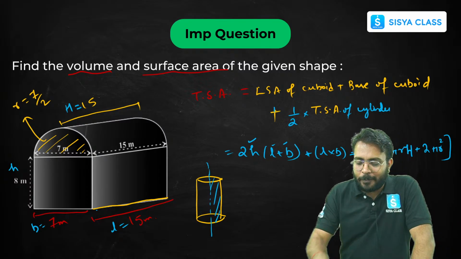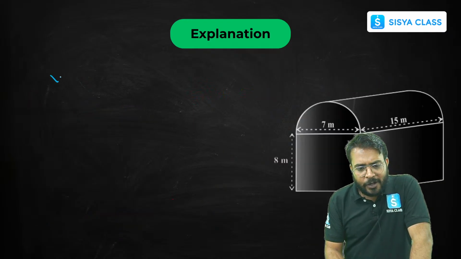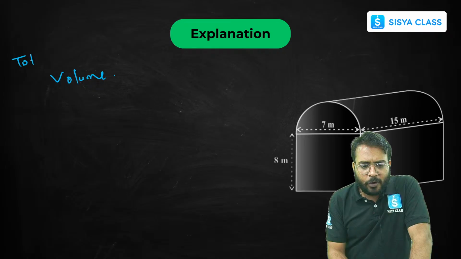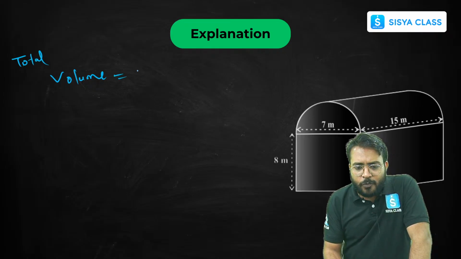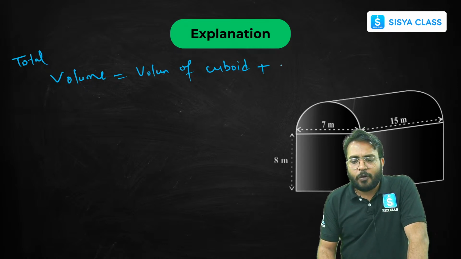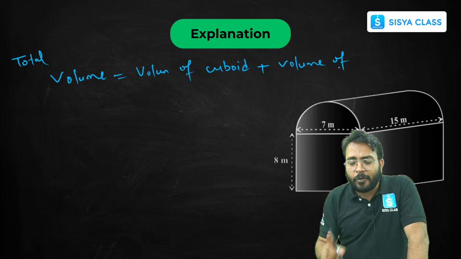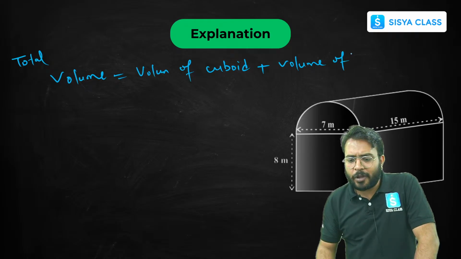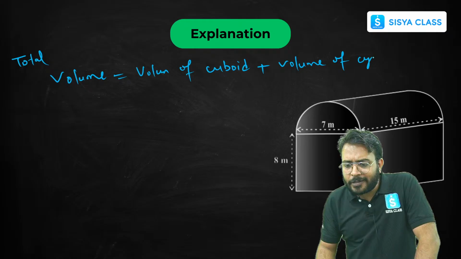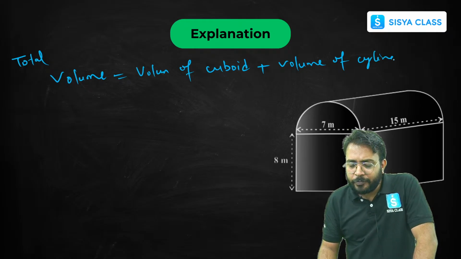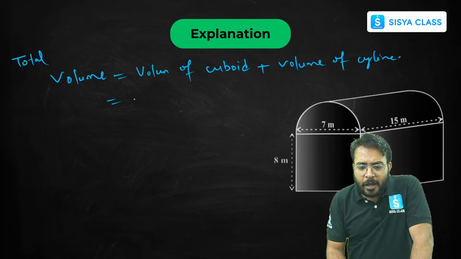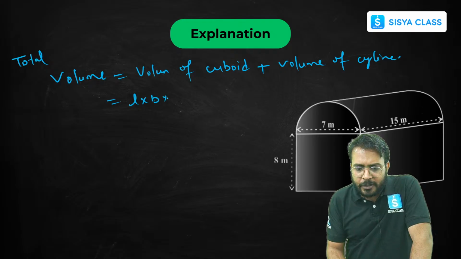Now substitute all the values here and you will get the total surface area for this shape. If you want to find the volume, again you will do the same thing. Total volume is going to be the volume of your cuboid plus the volume of the cylinder, yes or no? And the cylinder is half here. So this is going to be L into B into H, that is the volume of your cuboid.